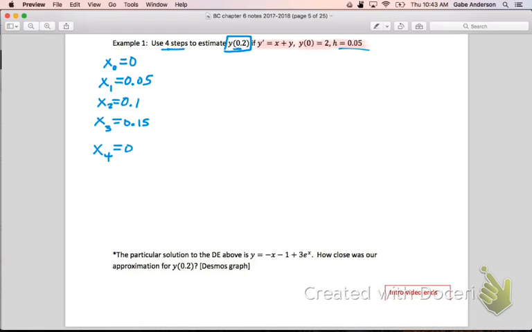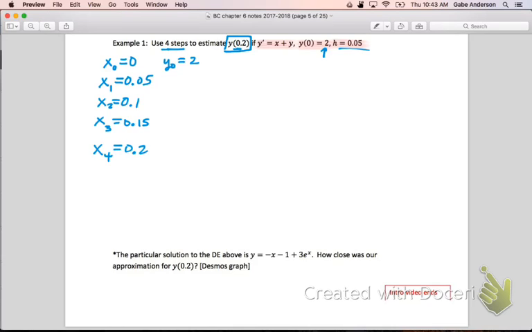We get to 0.2 when we add the step size to the previous x. So those are all your x's. Pretty easy to find. Just add the step size to get the next one. All right, so the y's. Leave yourself a little more room for this. y0 is going to be the y-coordinate of the initial condition, so that's 2. I'm getting that from right here.